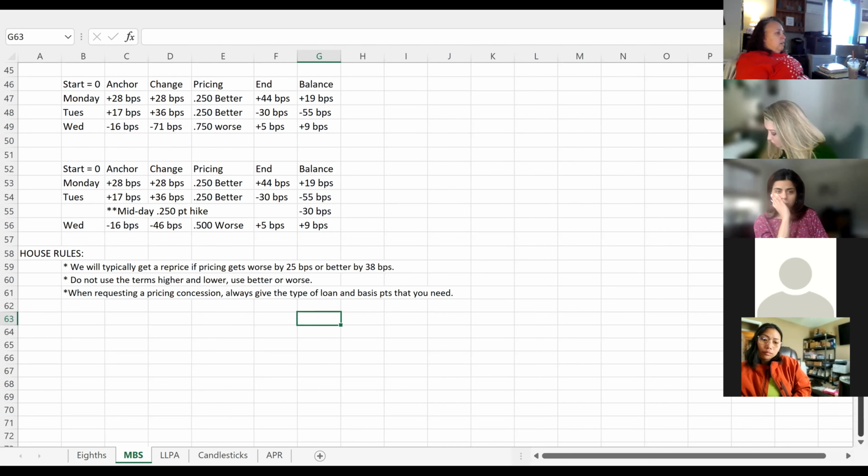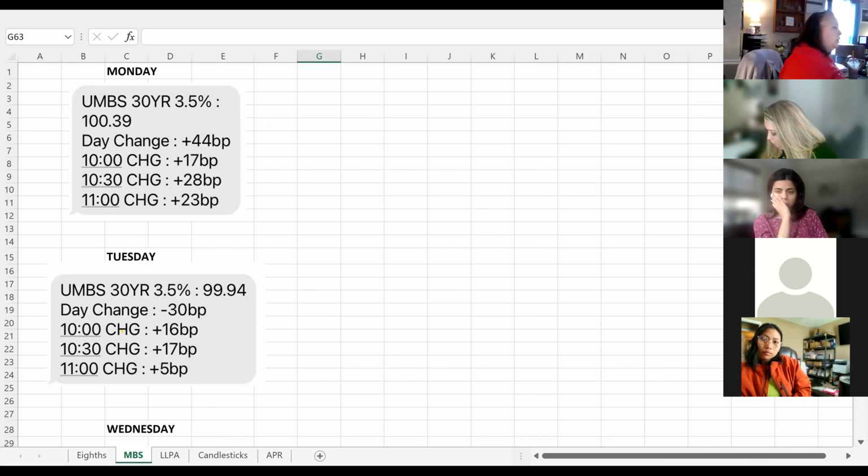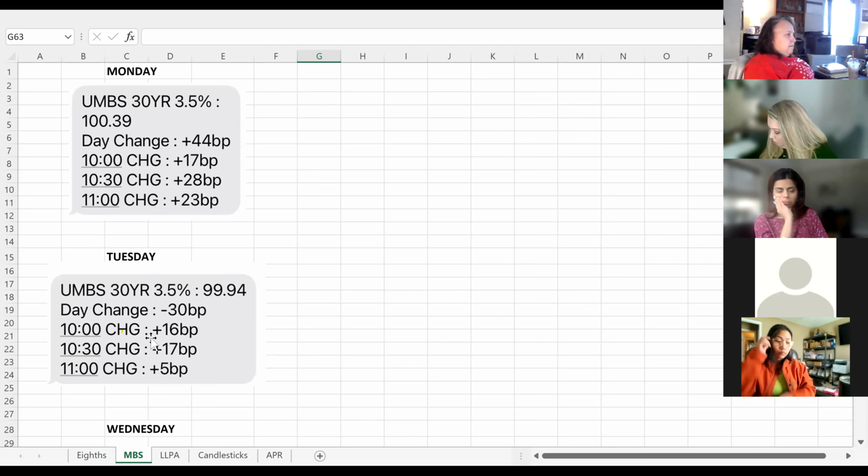Okay. Now it's going to get complicated. Has anybody ever seen a chart like this? Either you get the text or you've looked up MBS Highway and you've seen something that looks like this.